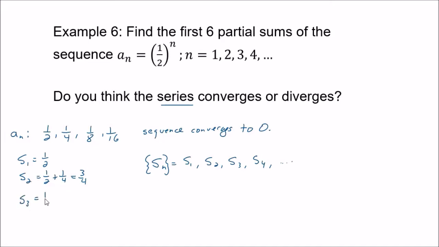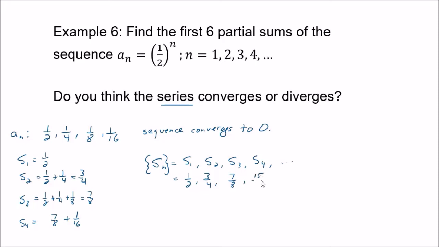All right, so S3 is going to be 1/2 plus 1/4 plus 1/8. We're getting into some higher mathematics here. Let's see, that's 6/8 plus 1/8 would be 7/8. Okay, so our first partial sum was 1/2. Our second partial sum was 3/4. Our third partial sum is 7/8. Let's do one more. So our fourth partial sum would be 7/8 plus the next term, which is a 16th. So that's 14/16 plus 1/16 is 15/16.